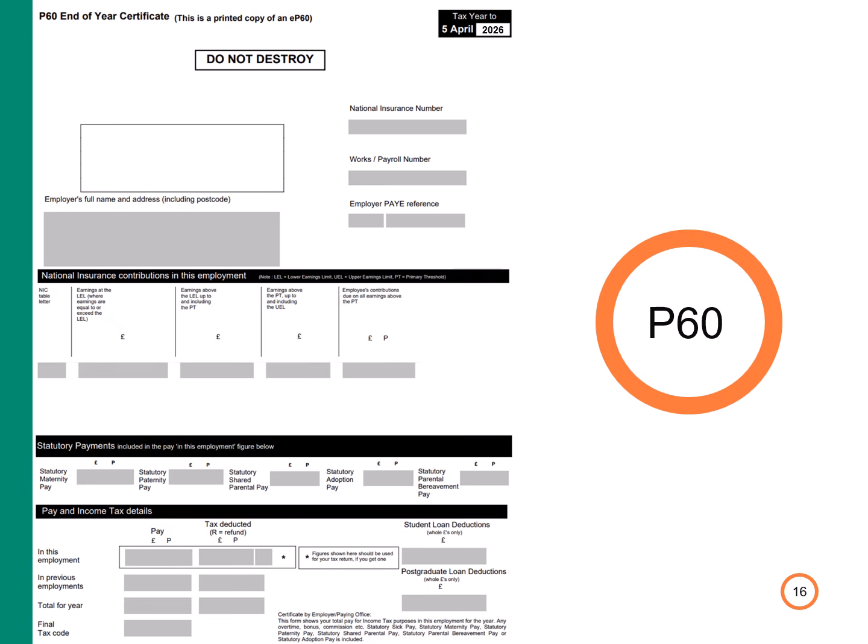You'll need your P60 from your employer. You'll only get a P60 from an employer you were with at the end of the tax year. That's the 5th of April. They must give this to you by 31st of May each year. Your P60 may look a bit different to this one, depending on the employer, but the information it contains will be the same.